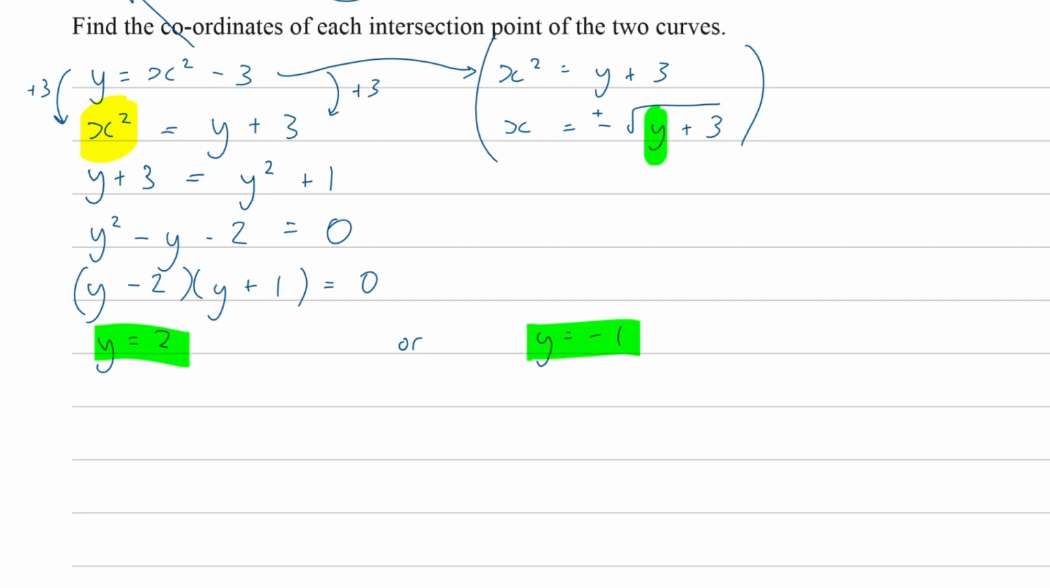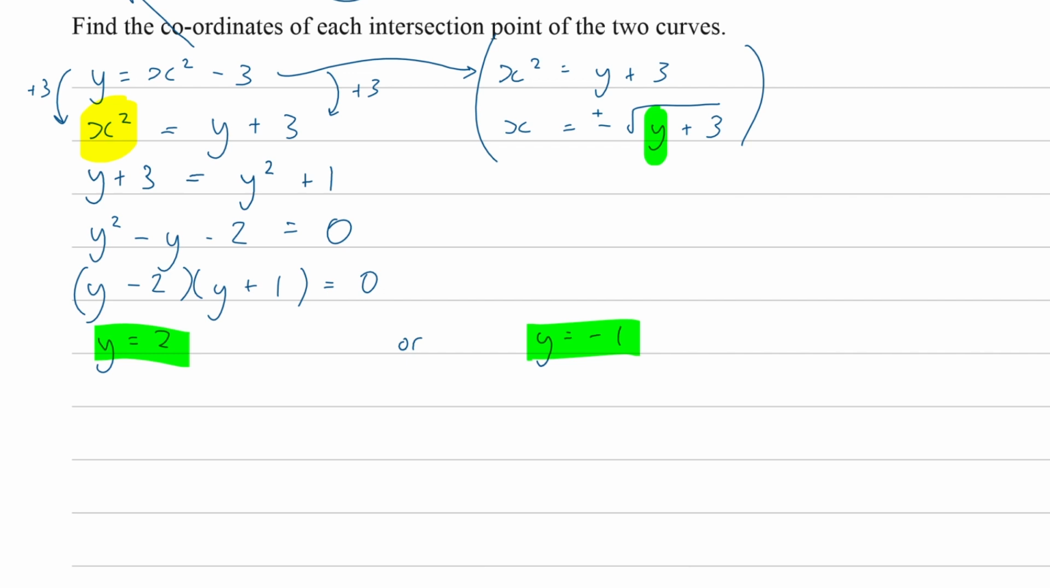So I'll just pause here. How many solutions do you think there are? So we have two y values. How many x values will we expect? Alright, so let's give it a go.